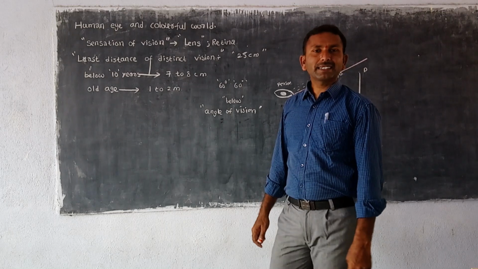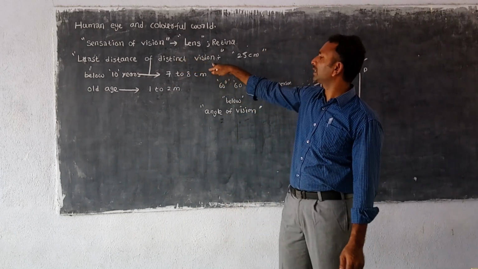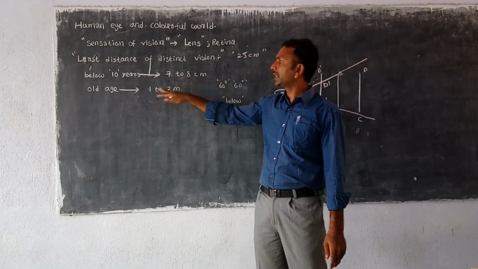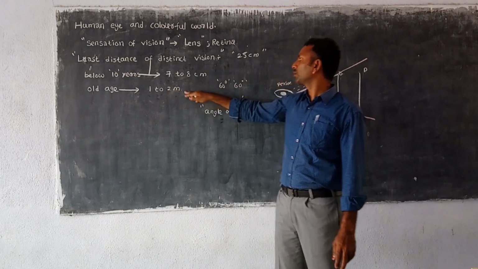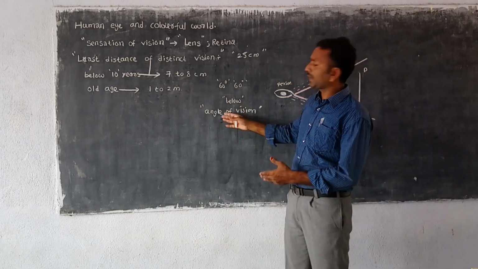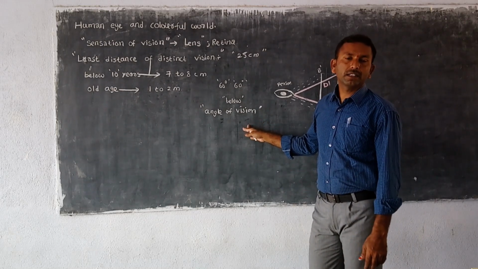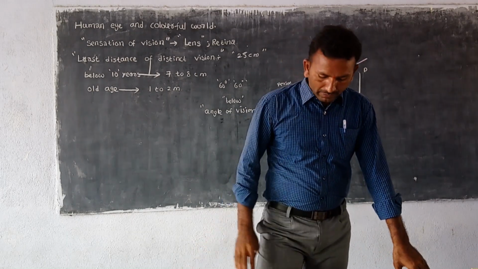What is the reason for the change in the least distance of distinct vision? What is the reason that people below 10 years have 7 to 8 centimeters, and old age people have a least distance of distinct vision of 1 to 2 meters? And what is the reason for the angle of vision also changing from person to person? Let us learn in the next class.